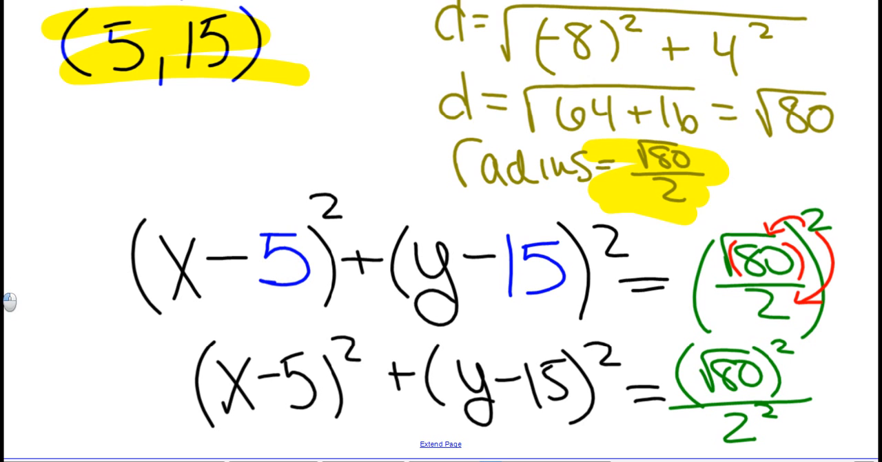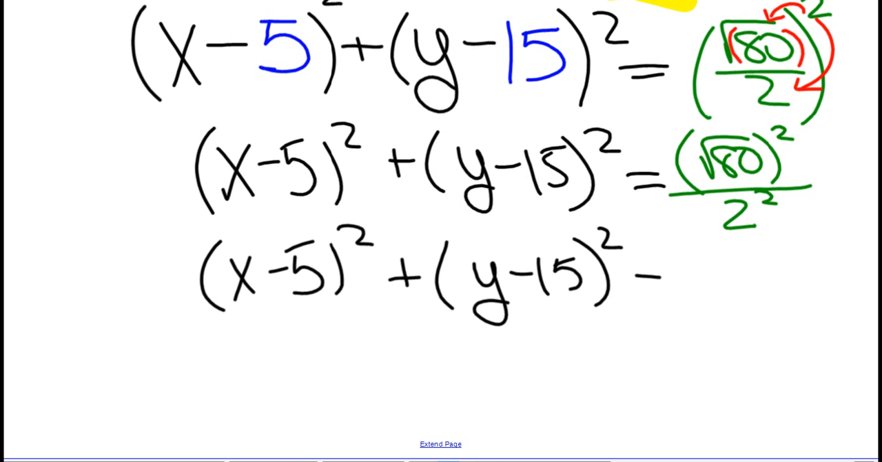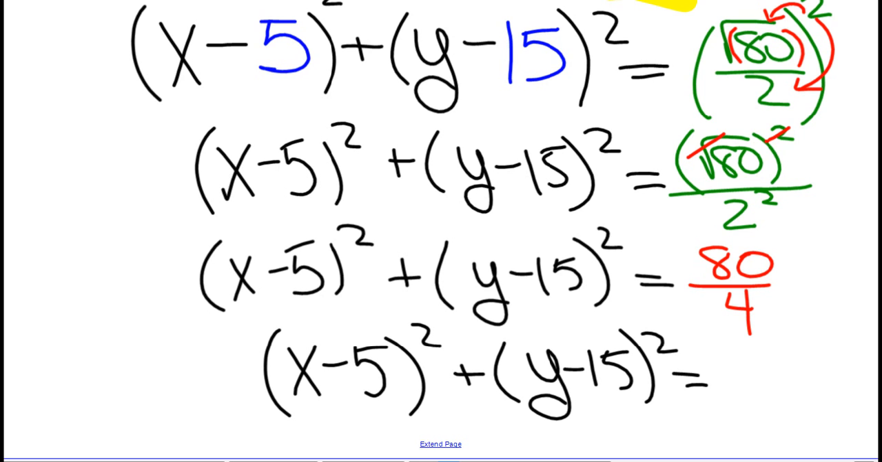So this is really, x minus 5 squared plus y minus 15 squared, and that's going to equal, now remember, because this is just one term, I've got an exponent of 2 and a radical square root, so those cancel. So this is really going to be 80 over 4. And one more step. Of course, I'm taking the long way around because that's how I roll. So we got x minus 5 quantity squared plus y minus 15 quantity squared equals 80 divided by 4, if my math is correct. I make mistakes, but we got a 20.